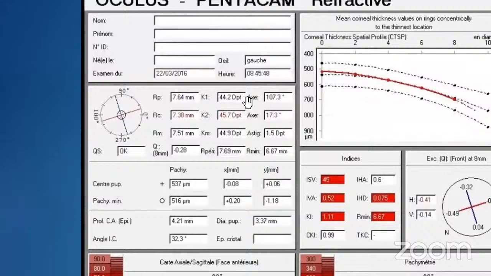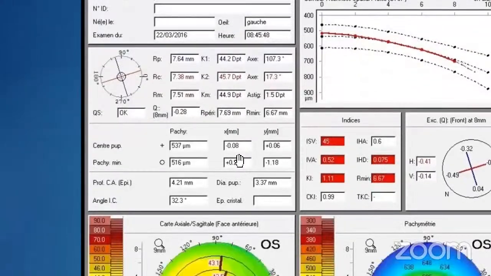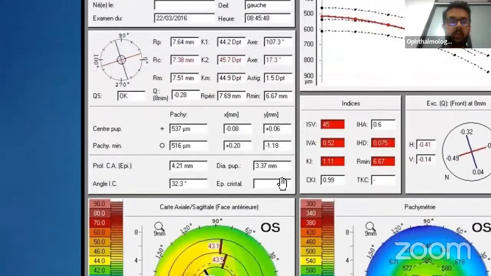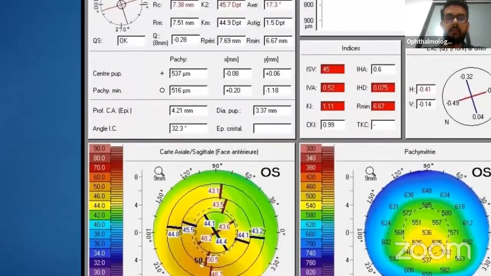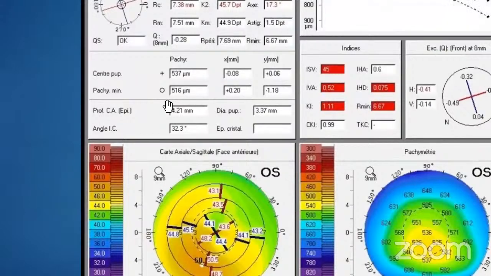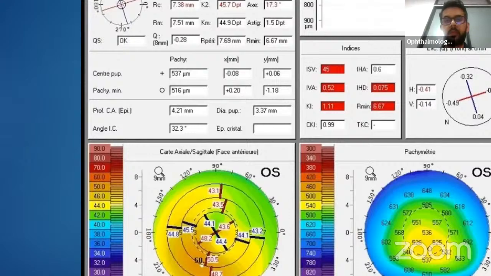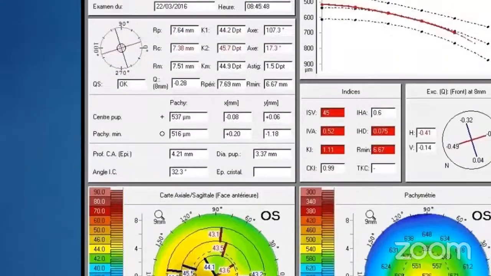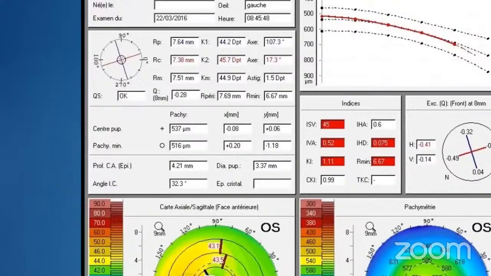So again, try to look: K1 44, K2 45.7. Pachymetry minimum 516. It's above 500. But the Y is going to minus 1.18. That means it's further away from the center of the pupil. Exactly. So that is like a red flag here. It is a thing that you will think is not normal. Again, these are the keratoconus indices which are shown.